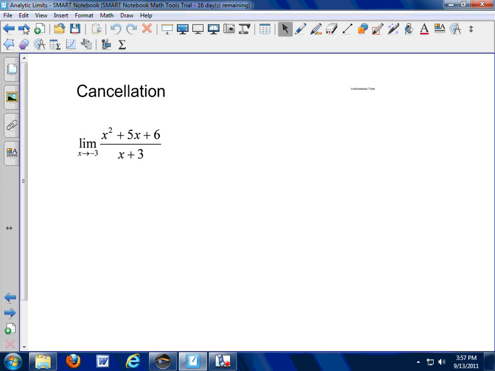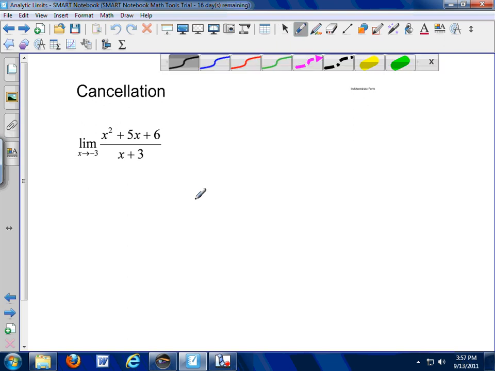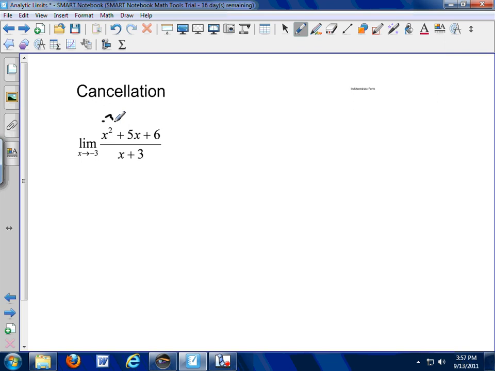The first one is called cancellation. Cancellation works like this: we cancel. If I were to just try to pop in x equals -3 right away, on the top I get -3 squared plus 5 times -3 plus 6, and on the bottom I get -3 plus 3, which comes out to 0. The top is 9 minus 15, which is -6, plus 6, which is also 0.